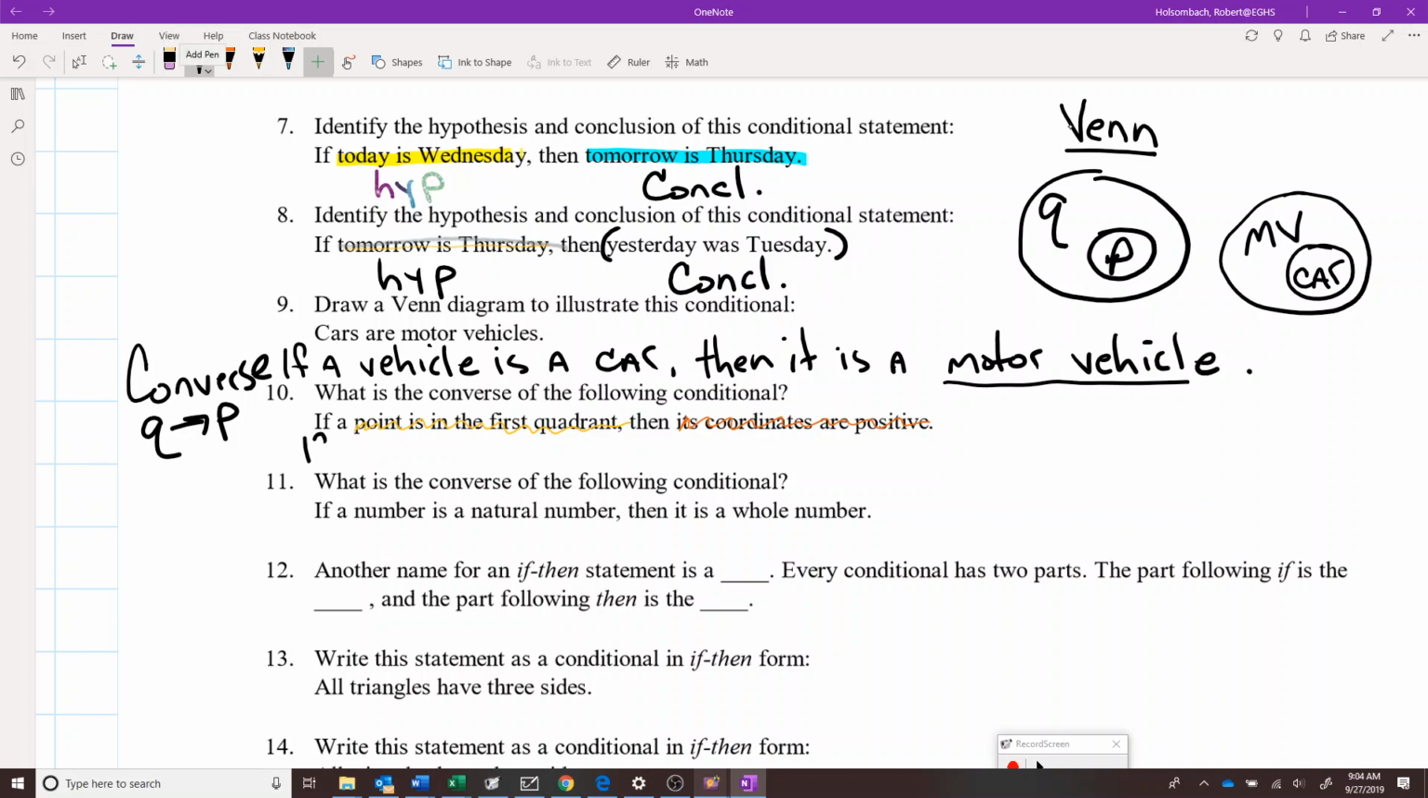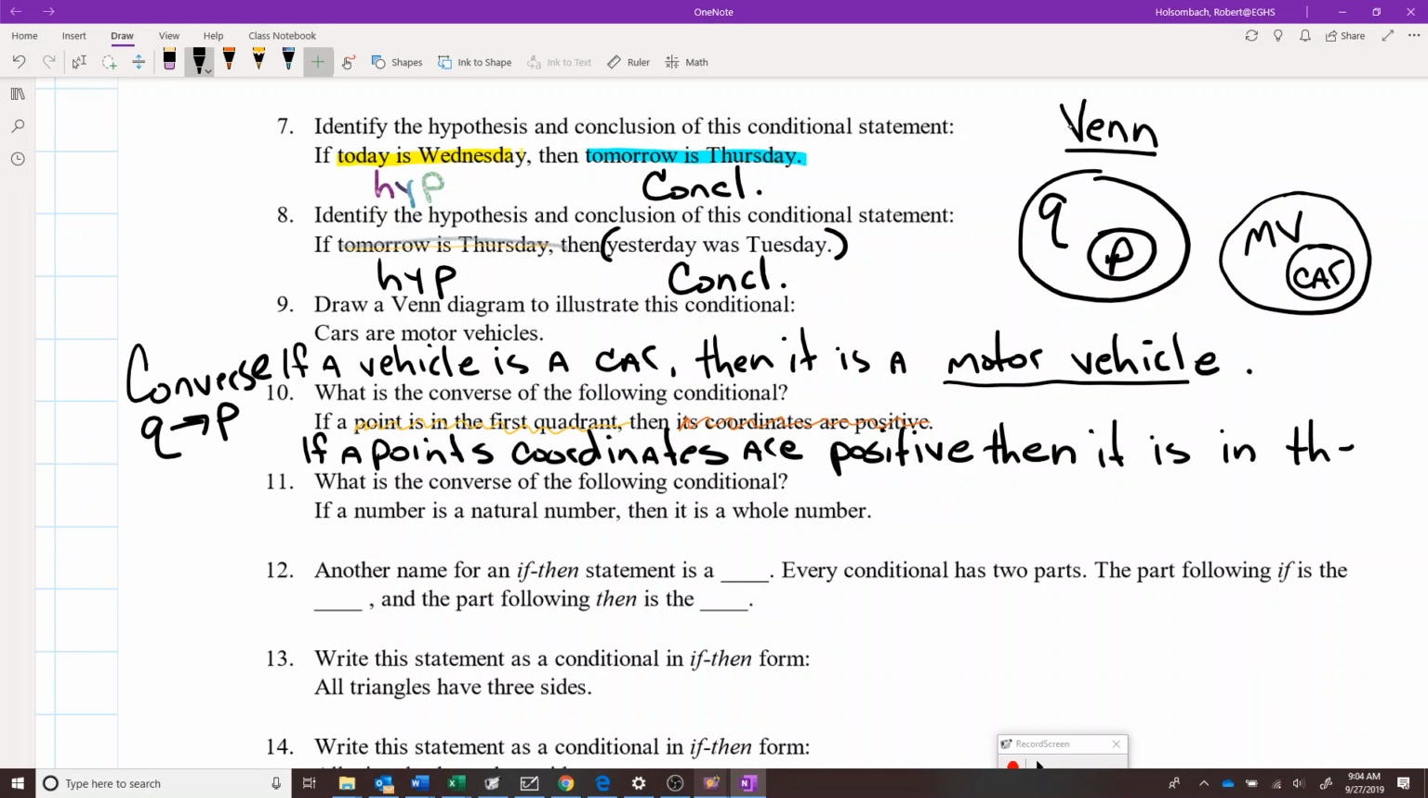So we're going to say that if a point's coordinates are positive, then it is in the first quadrant. Alright, when you're writing the converse of a statement, you're going to switch the hypothesis and the conclusion.